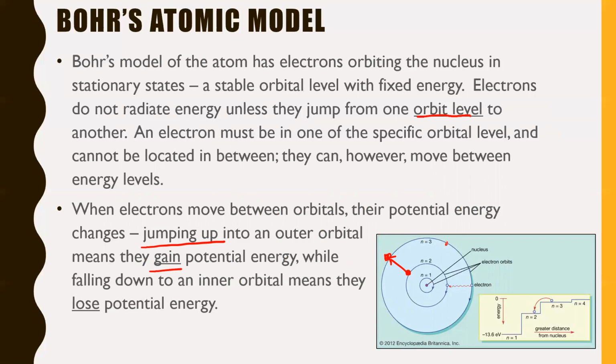While if they fall to an inner orbital, so if they were on an outer one and then they fall down to an inner one, that would mean they've lost potential energy, right? So that energy has to go somewhere. It can't just vanish, because by conservation of energy, it has to go somewhere. So where on Earth does it go? Or where does it come from? Who knows? We're going to have to find out here.